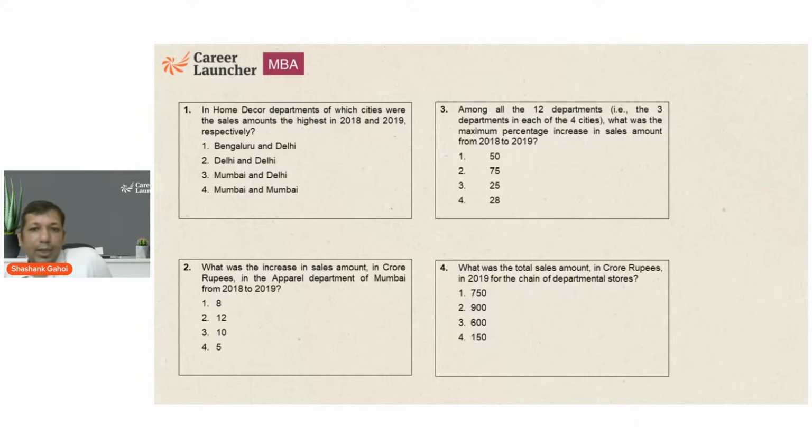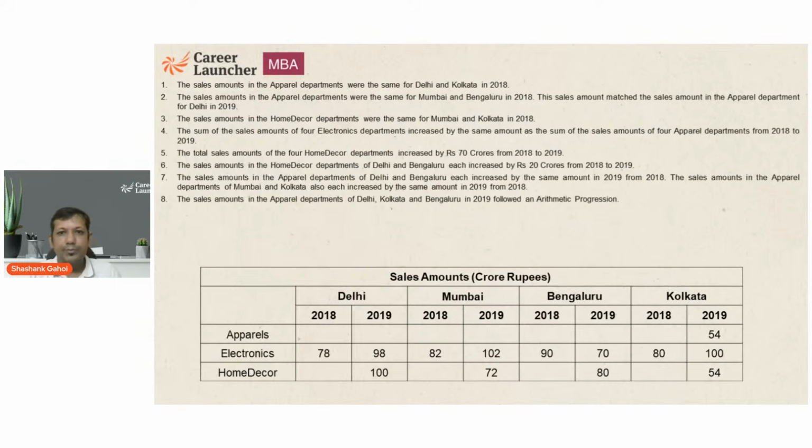Okay. Now let's see. Okay. Let's start. What does it say? The sale amount in apparel department was same. So give me a moment. I'm just going to plug in all the values. The sales amount in apparel department was same for Delhi and Calcutta in 2018. Okay. So Delhi and Calcutta was same. So this is A. This is also going to be A.